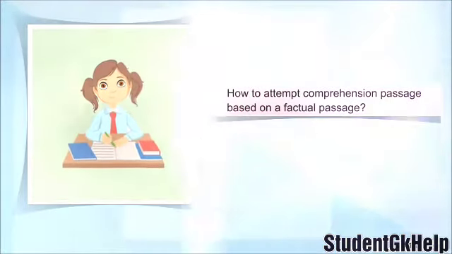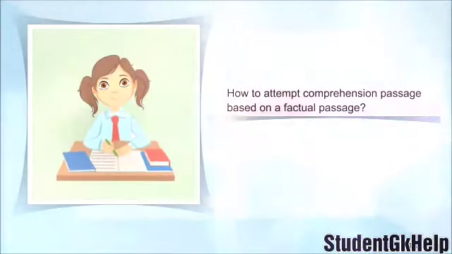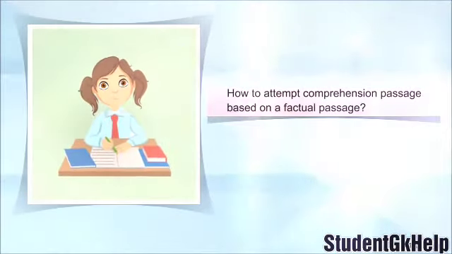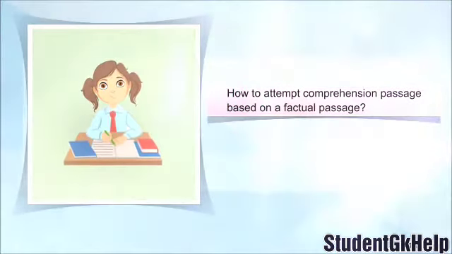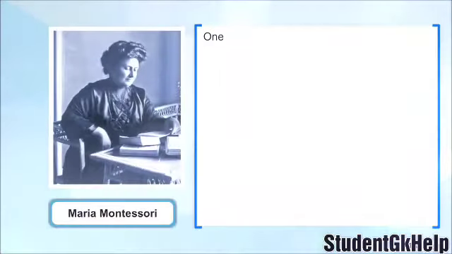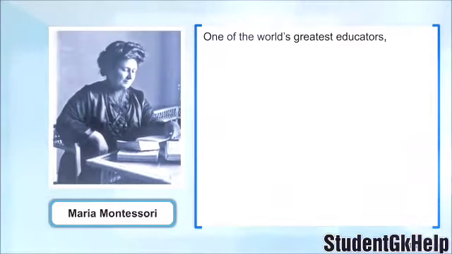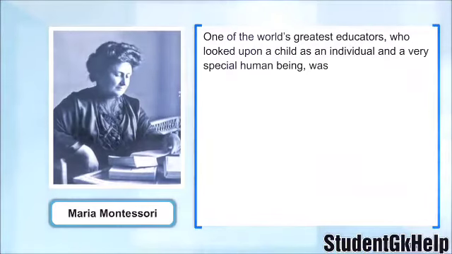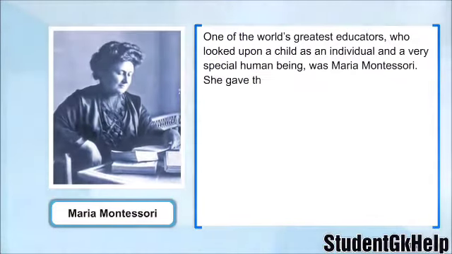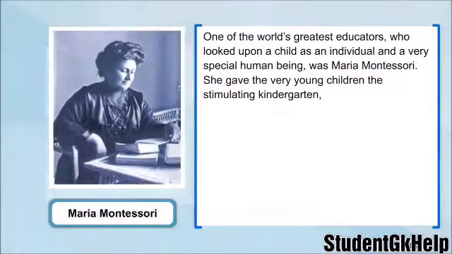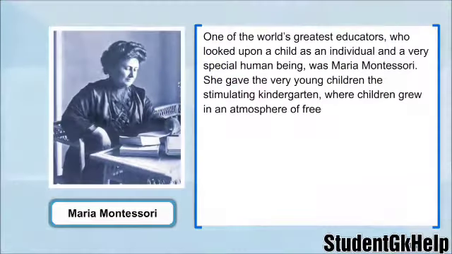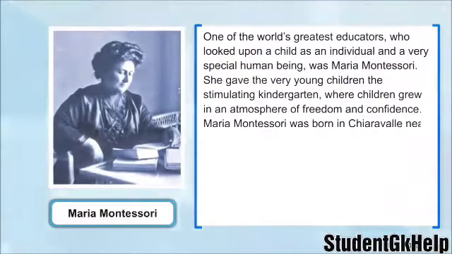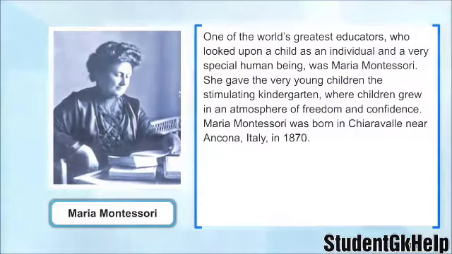When you get a factual text as a comprehension passage in your exam, you need to follow certain instructions to answer the questions asked. Let us understand these instructions through the following sample factual passage. One of the world's greatest educators, who looked upon a child as an individual and a very special human being, was Maria Montessori. She gave the very young children the stimulating kindergarten, where children grew in an atmosphere of freedom and confidence. Maria Montessori was born in Chiaravalle near Ancona, Italy, in 1870.